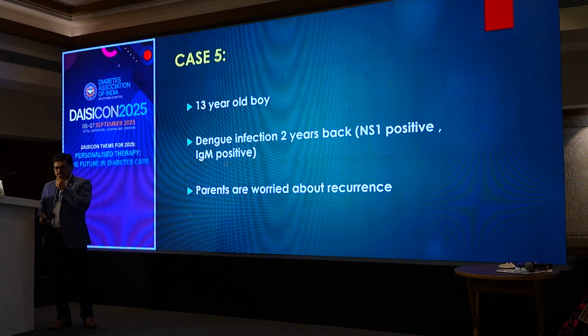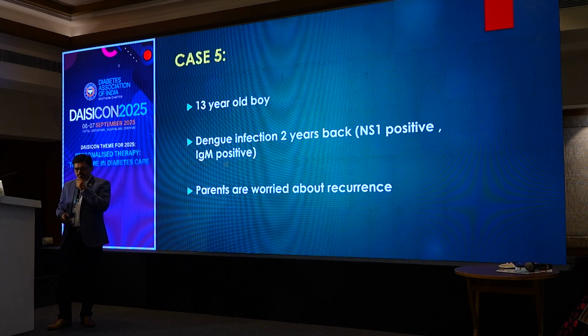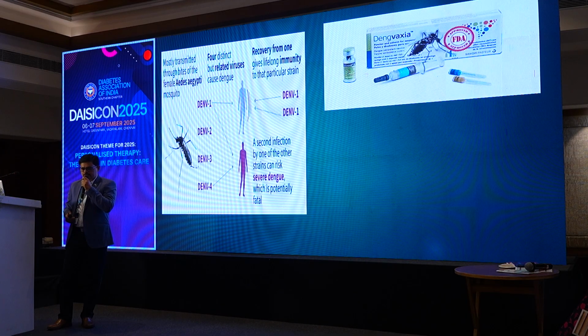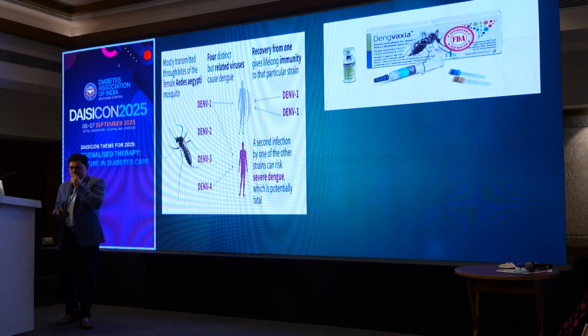This is another case, a 13-year-old boy. He had a dengue infection 2 years back; his NS1 is positive and IgM is positive. The patient's family is worried about recurrence. So what to do? For dengue, there are 4 distinct related viruses that can cause dengue fever. Recovery from one will give lifelong immunity to that particular strain alone. A second infection by the other strains may cause a severe dengue shock syndrome-like picture.